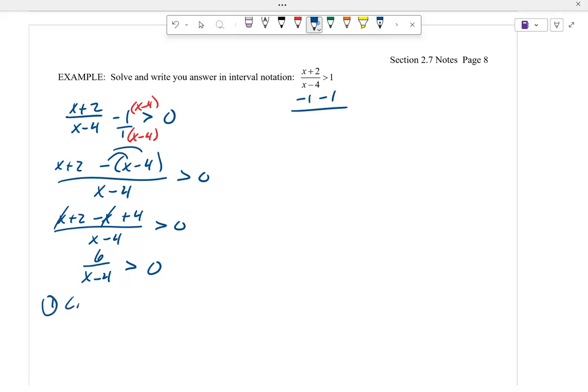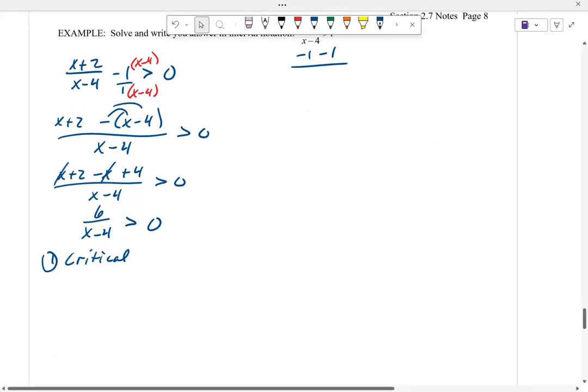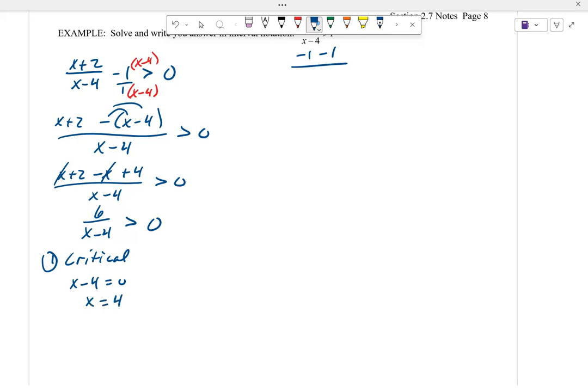Well, my critical point, there's no zeros here. Notice there's no x in the numerator. It's just an undefined point from the x minus 4. So x cannot be 4. So on my testing interval, it can't be 4 because that makes this thing undefined. But we're going to have to test around that. So let's go ahead and test like 3 and maybe 5. And we'll throw it in.